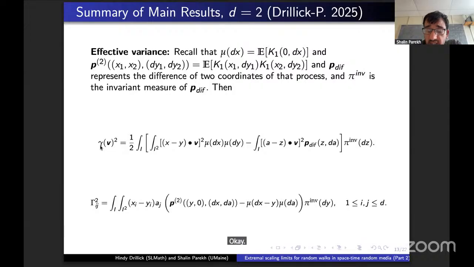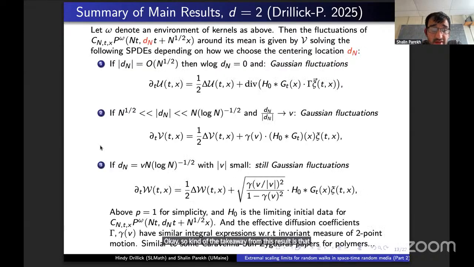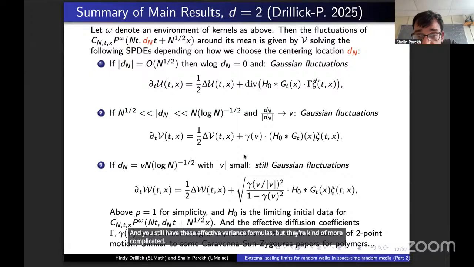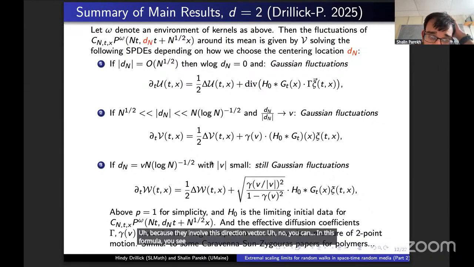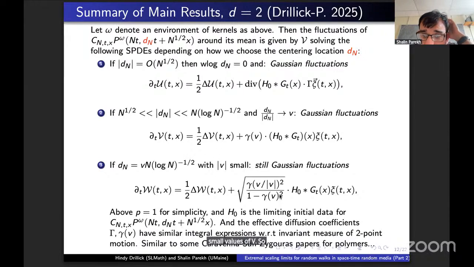Okay, so kind of the takeaway from this result is that you still have Gaussian fluctuations at this critical scale, and you still have these effective variance formulas, but they're more complicated because they involve this direction vector. Now, in this formula, you see that it doesn't actually cover anything beyond small values of v. So the denominator will blow up exactly when gamma of v equals 1, okay?